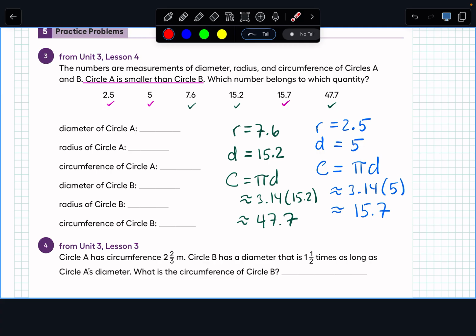And they said that circle A is smaller. So if you look at this, these numbers are smaller than those numbers. So the diameter of circle A had to have been 5. The radius therefore was 2.5. And the circumference was 15.7. The diameter of circle B was 15.2. The radius was half of that, which was 7.6. And the circumference would have been 47.7.